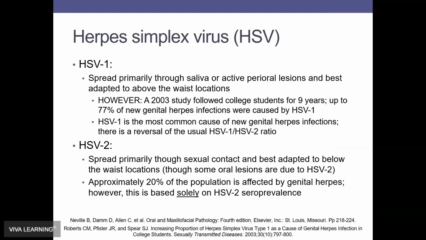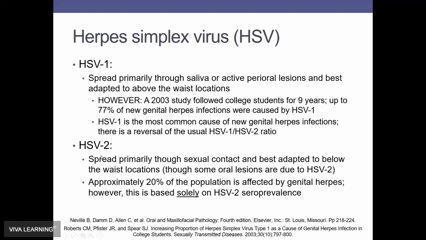Just an intro. We typically think of herpes simplex virus as HSV1 and HSV2. Simplex 1 is above the waist, simplex 2 is below the waist. However, there was a study published in 2003 in which researchers followed college students for 9 years, and over 75% of new genital herpes infections are actually caused by type 1. So type 1 is the most prevalent virus above and below the waist.